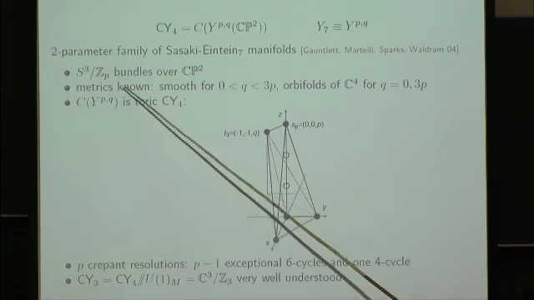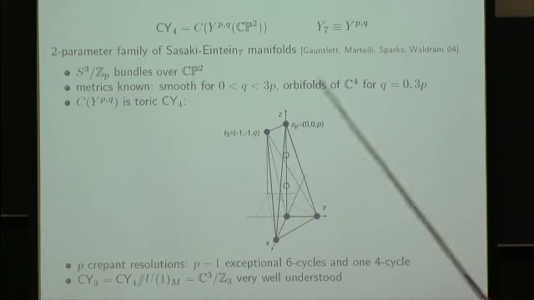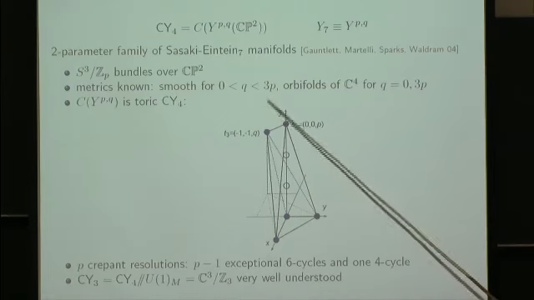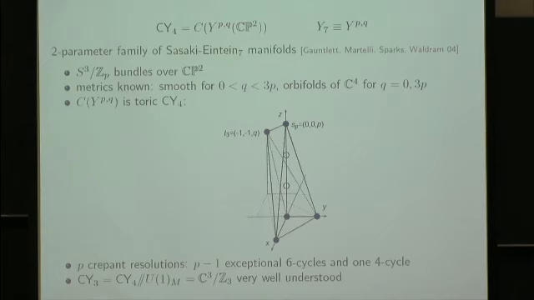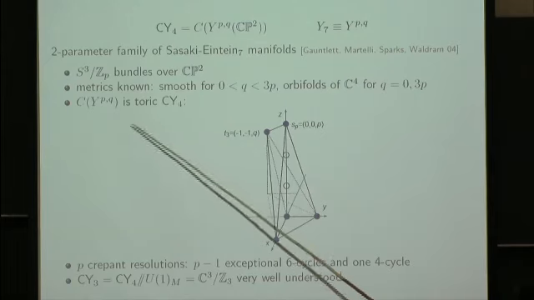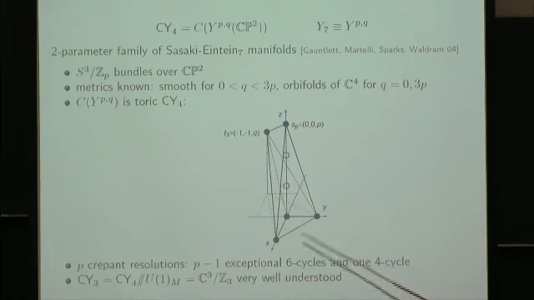So p controls the fiber. On the other hand, q controls how this fiber is fibered over CP^2. As I said, the metrics are known and they are smooth if q is in some range. However, we will not need the metric because toric geometry is powerful enough to allow us to derive everything without knowing the metric. Moreover, the cone is in fact a toric Calabi-Yau 4-fold, and here is the toric diagram.